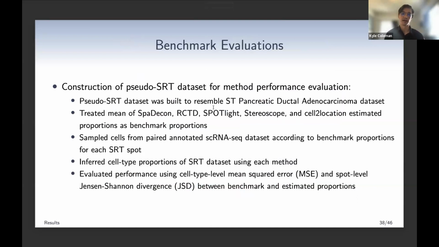And the reason we did it this way is we wanted our pseudo SRT dataset to resemble a realistic SRT dataset, but we also didn't want it to be biased towards any one particular method.